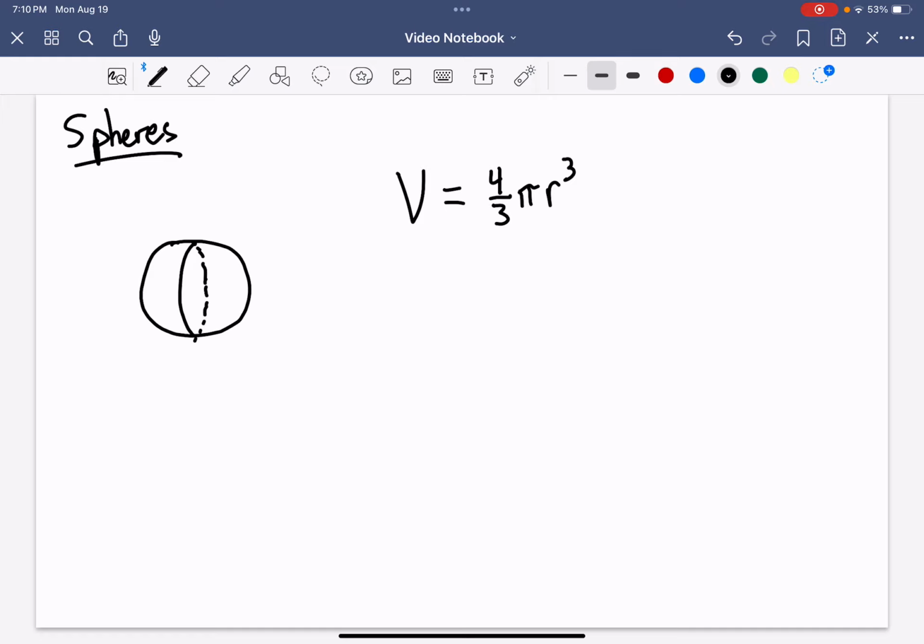Now we got a couple little details here. We have the 4/3 and we have the cube. Well, the cube makes sense because we're talking about volume. So we have that third dimension. So it makes sense that we care about the radius as it's going in all three dimensions, those three different directions. The 4/3, that's where, again, it's a little more complicated. So let's just accept it for what it is and be able to use the formula.